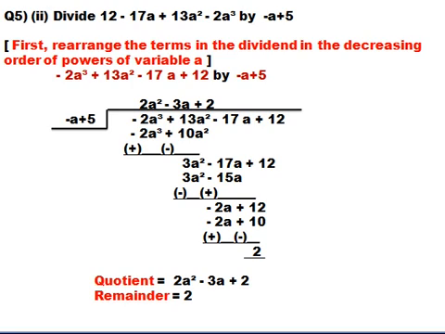Here the variable is a if you see the dividend. So what did we do? We have rearranged it. So what is the end result of the dividend? The dividend becomes minus 2a cube plus 13a square minus 17a plus 12. I did not change the sign. I have kept the sign as it is, but I have only rearranged the dividend in terms of the decreasing order of power of the variable.